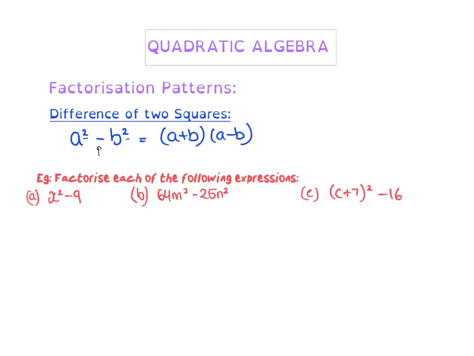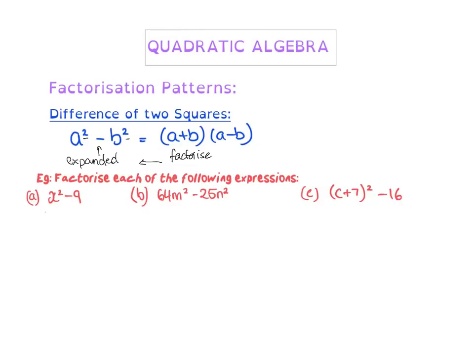Now we know when we see this in expanded form, a squared minus b squared, it can be factorized. When you factorize it, it always factorizes to a plus b, a minus b. So we worked the other way. We saw this form and we knew that it expanded back out that way. So in these examples, factorize each of the following expressions.